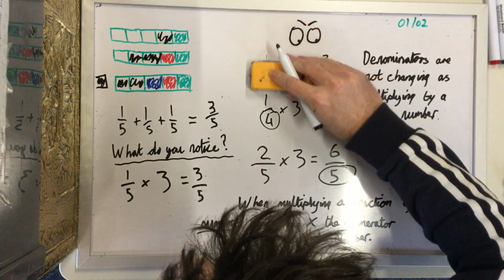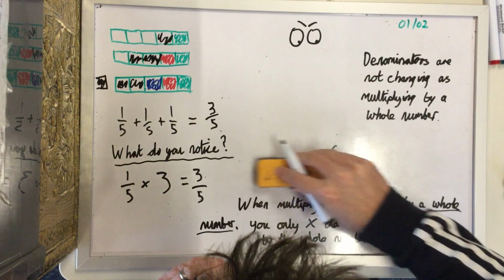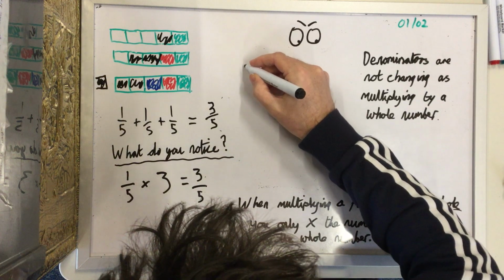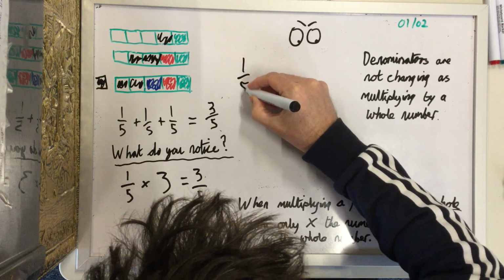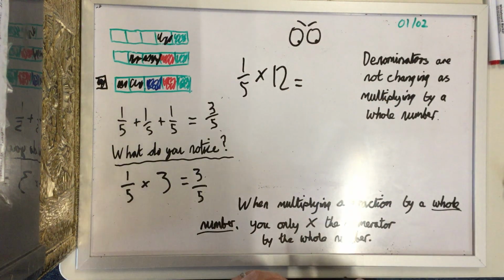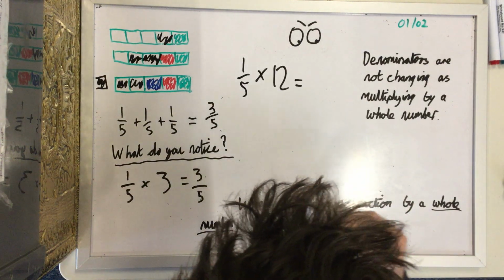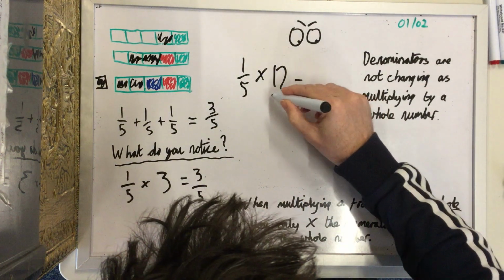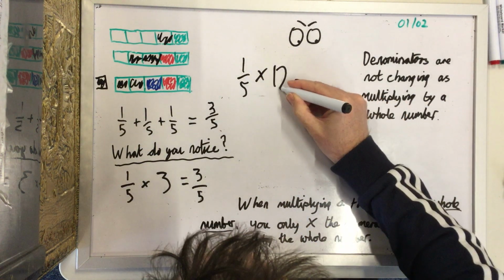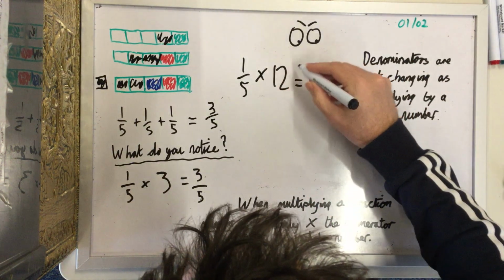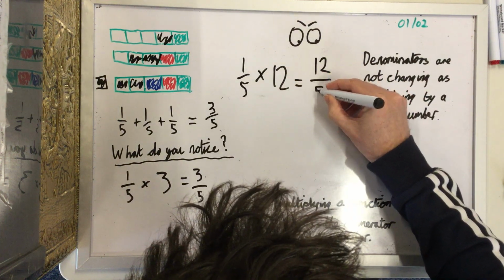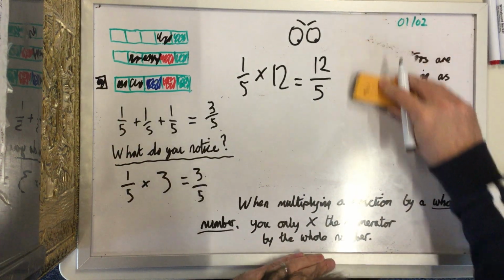Okay, and let's do one more. Let's go 1/5 times 12 equals, if we follow that rule, so we're multiplying a fraction by a whole number, our whole number is 12, you only multiply the numerator. So 1 times 12 is 12, and our bottom number is fifths, our 5ths, so we have 12/5.